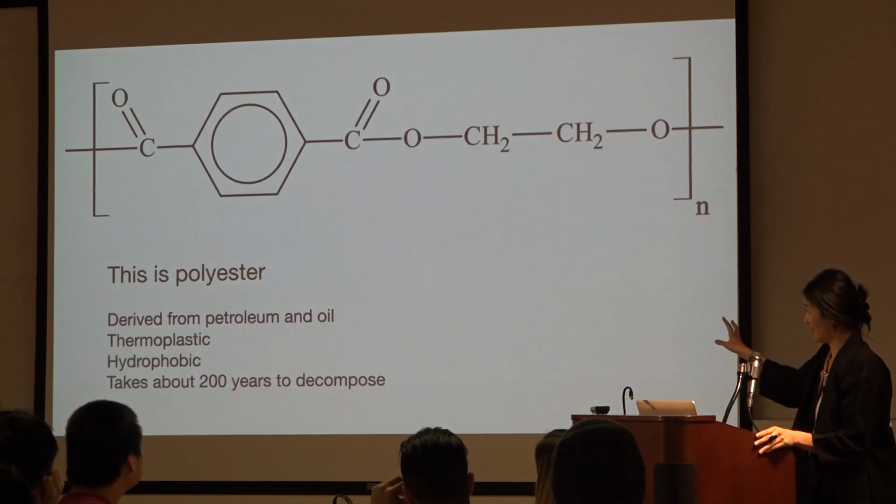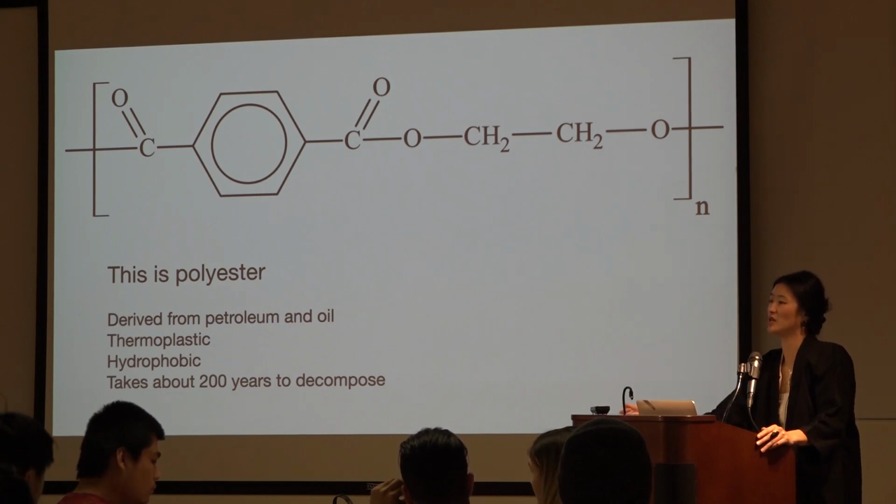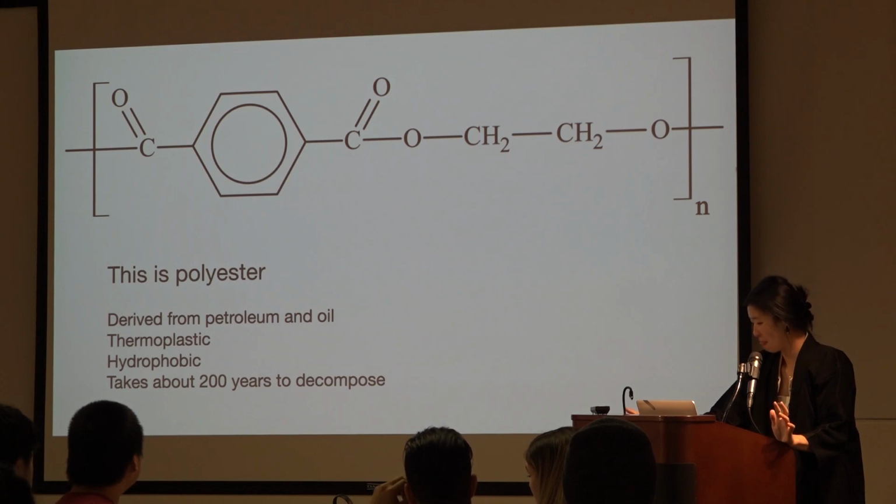So this is what polyester looks like on a chemical level. It's thermoplastic, which means it can be heated up to be reshaped. It's hydrophobic, which means it doesn't absorb any water. It takes about 200 years to decompose.